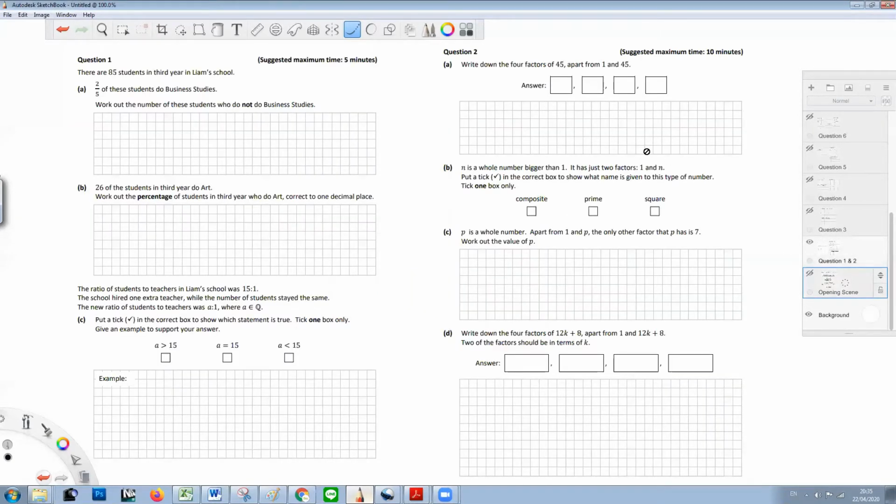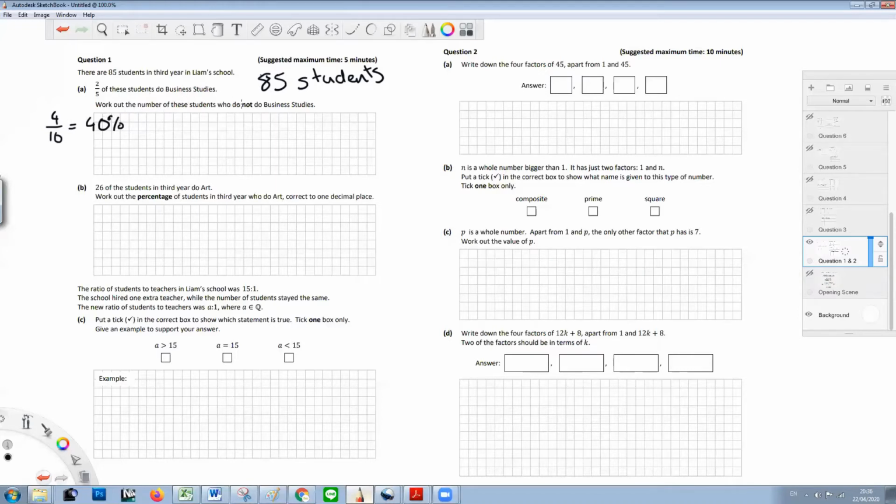So I have question 1 and question 2 up, but we'll focus on the left-hand side first. So the first question we're told is there are 85 students in 3rd year in Liam School. So what we know there is that there are 85 students. Okay. So we know that 2/5 of those students do business studies. Okay, so 2/5 is equal to 4/10, which is the same as 40%. So 40% of the students do business studies.